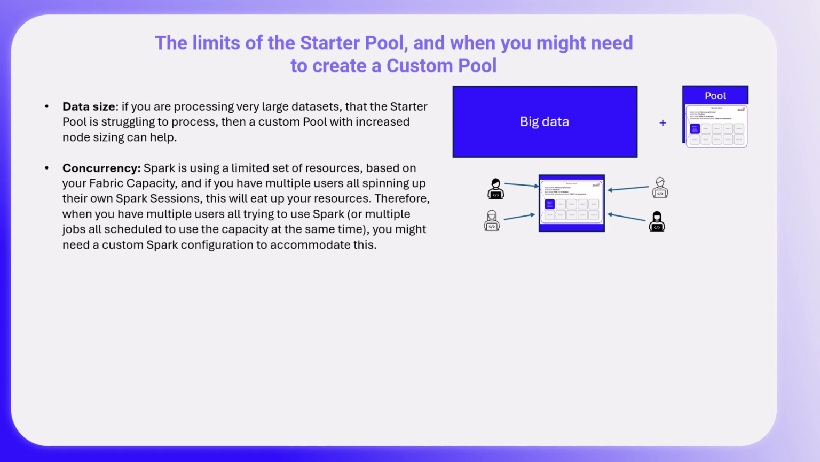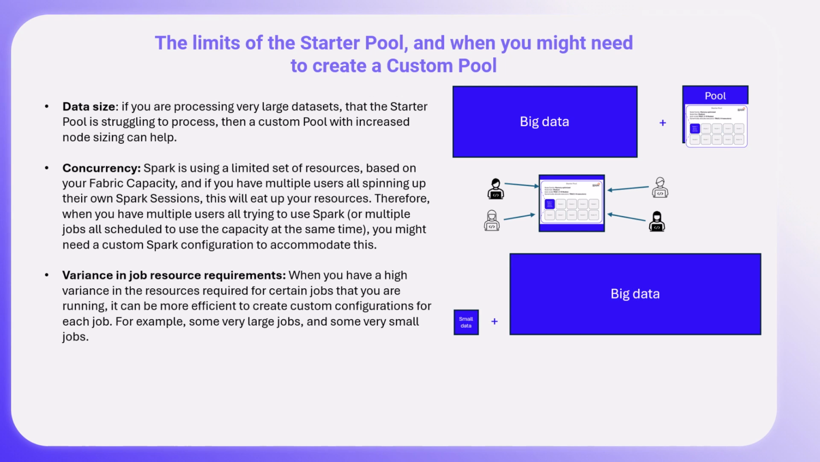The other thing to think about is concurrency. Here I'm talking about multiple users all using the same starter pool in your organization. Obviously, it's a limited set of resources, so if you have multiple people or multiple jobs all executing at the same time, they're all going to be using that limited resource. The other one where you might want to think about a custom Spark pool in Fabric, or in any Spark environment really, is when you have high variance between job resource requirements.